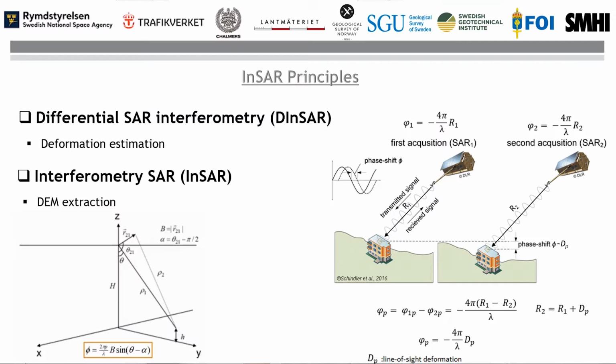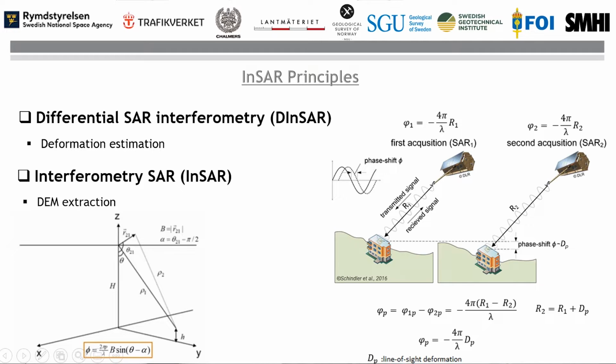But the main products of InSAR processing are actually two products. First, we can extract the DEM from the InSAR data and also detect the deformation. On the right-hand pictures, you can see we have two satellites at two different time steps, and each satellite sends signals. Now we are just working on the phase: phase 1 at time 1 and phase 2 at the second time.